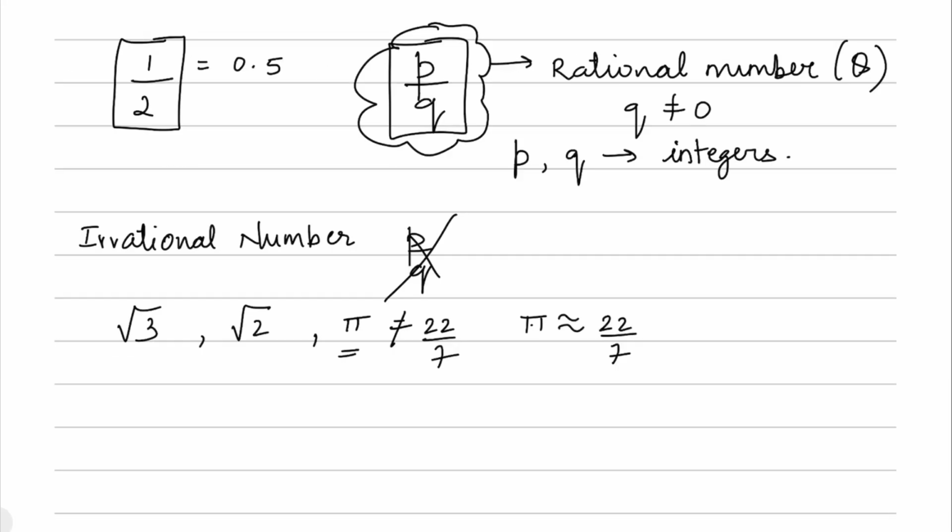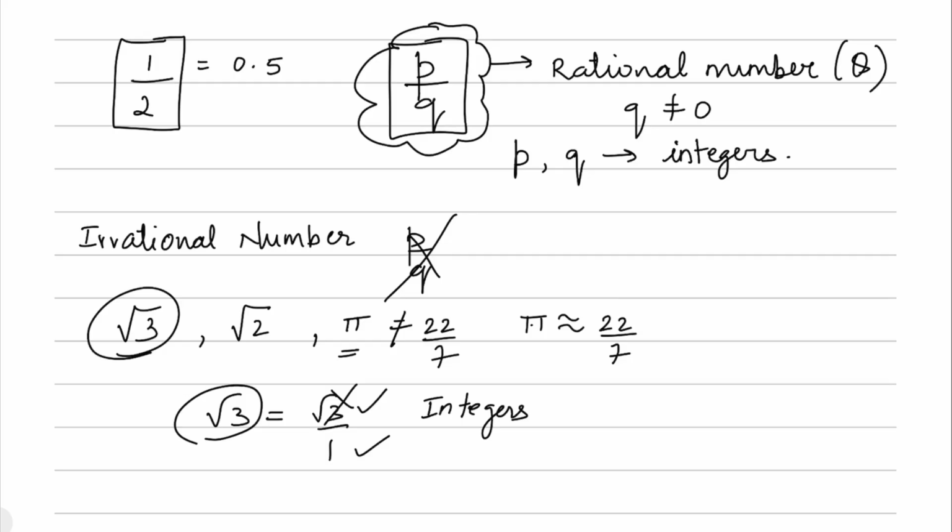Okay, you might say, why is √3 an irrational number? Because √3 can definitely be written as √3 upon 1, right? Then why isn't it a rational number? Because the condition for it to be rational is both the numerator and the denominator have to be integers. Now the thing here is, √3 can definitely be written as √3 upon 1, but √3 is not an integer, therefore √3 is not a rational number.